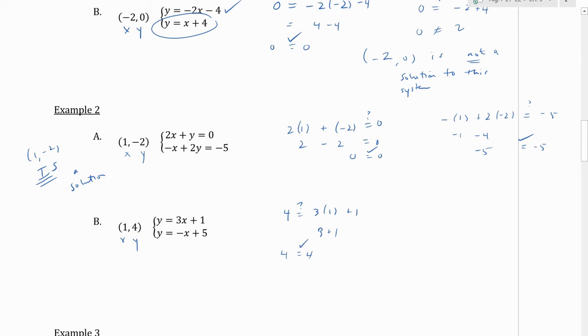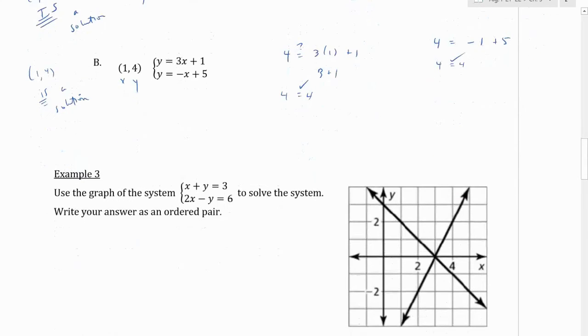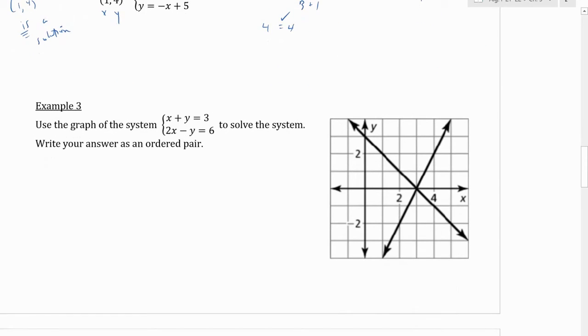Four does equal 4. Okay. The y, the opposite of x plus 5, is a solution. Good. Okay. All right. Now, if we were to graph these, okay.